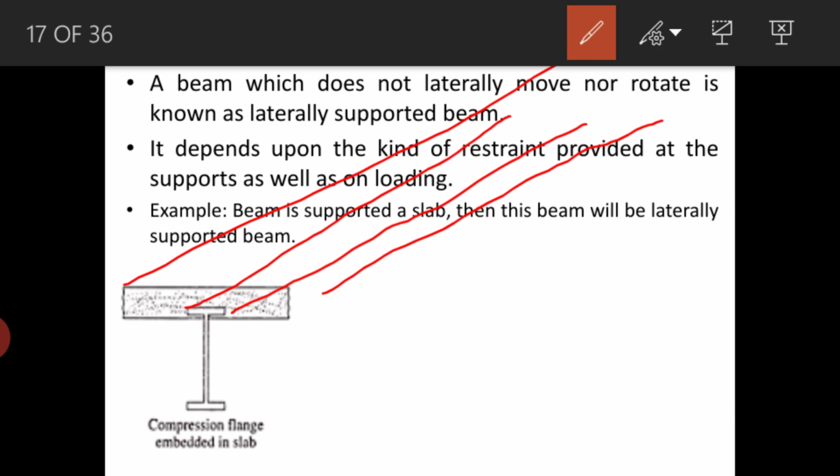If you are providing it like this, the compression flange will not move or rotate, and is known as laterally supported beam. It depends upon the kind of restraint provided at the supports as well as loading. As I gave the example, if the beam is supported on a slab, then this beam will be acting as a laterally supported beam.